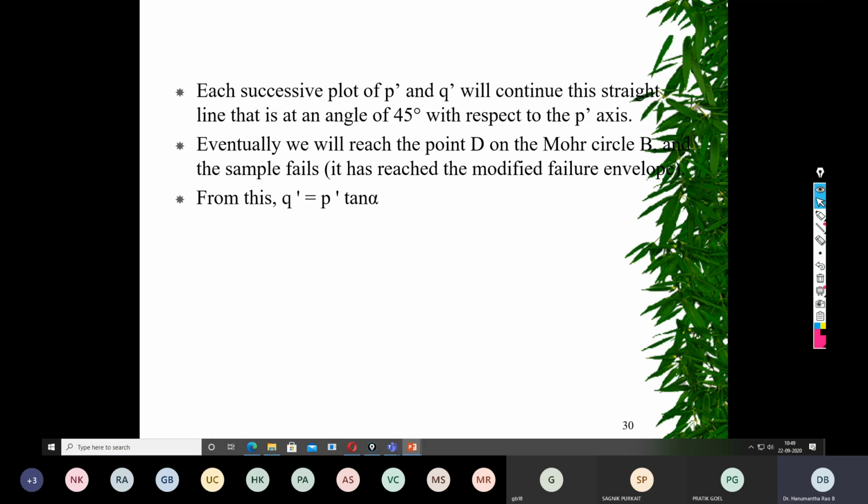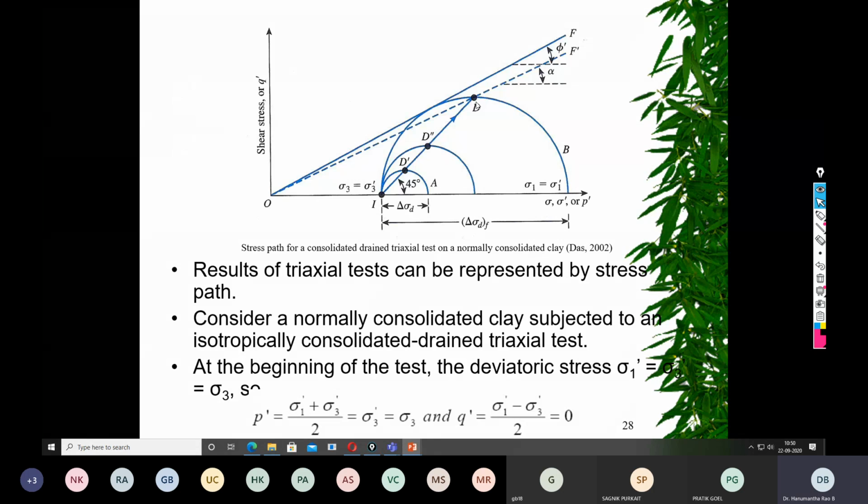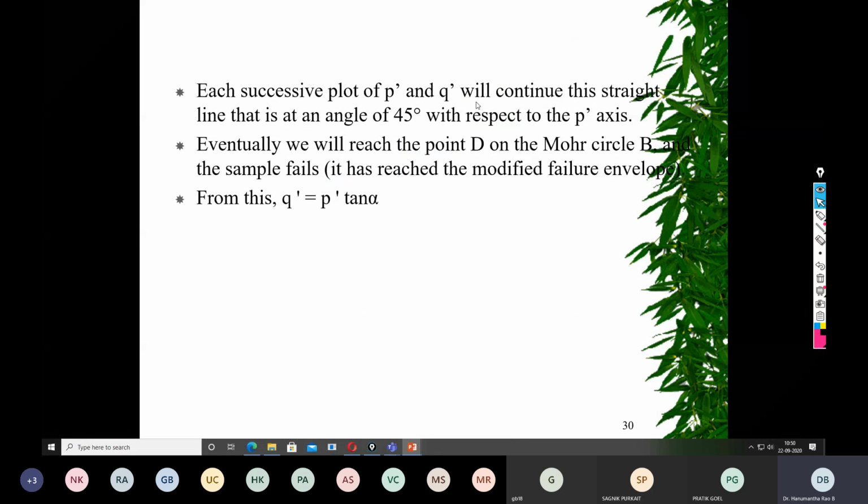So these are some observations. Each successive plot of P dash and Q dash will continue along this straight line, that is 45 degrees with respect to the P dash axis. But if you do this on only one sample, eventually we will reach the point D. This is the point D, and the Mohr circle, and the sample fails. So it has reached the modified failure envelope.